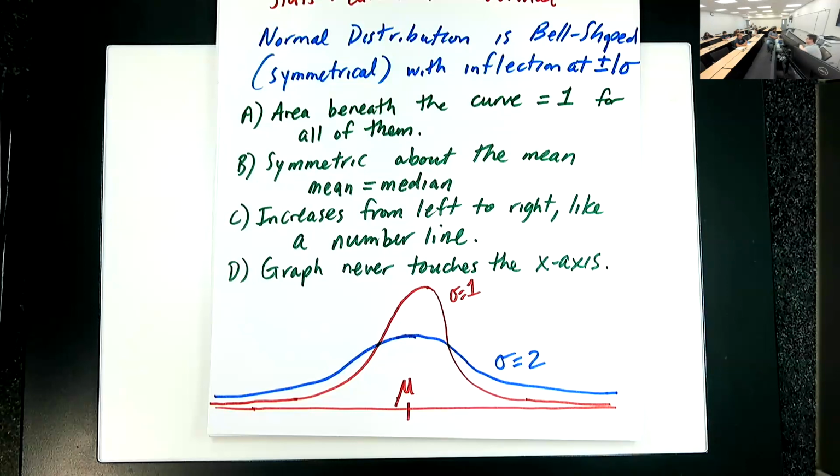This looks like that empirical rule graph we showed you a couple chapters ago. It's the same shape.